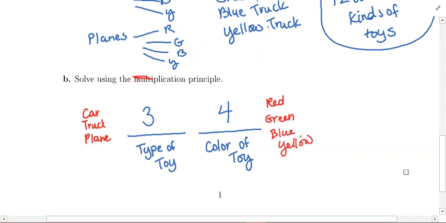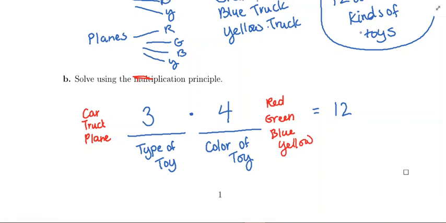So you have 3 choices for the type of toy. You have 4 options for the color of the toy, and then hence the name multiplication principle, you multiply those guys together. 3 times 4 is 12. So that's another way you could have gotten the answer, that there are 12 different types of toys that this company is making.